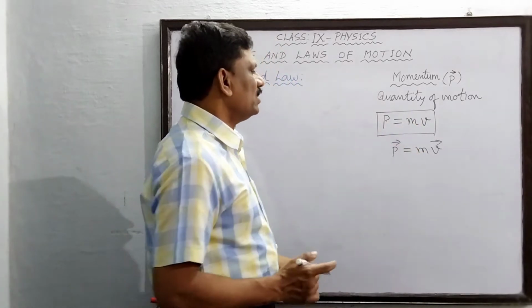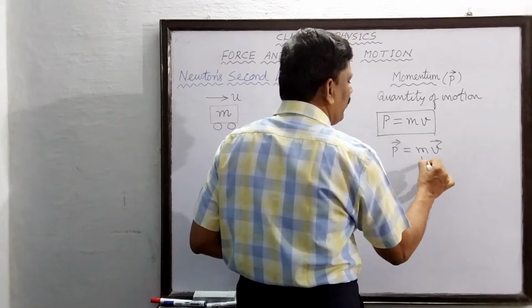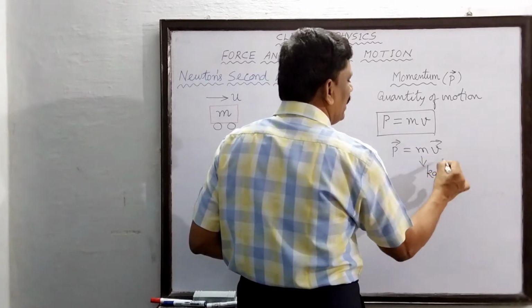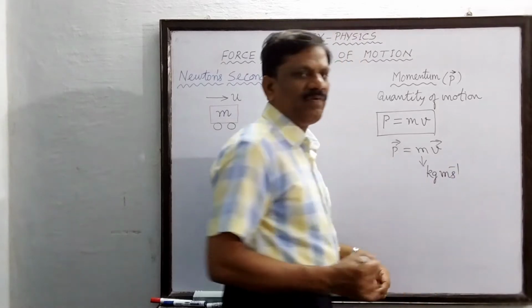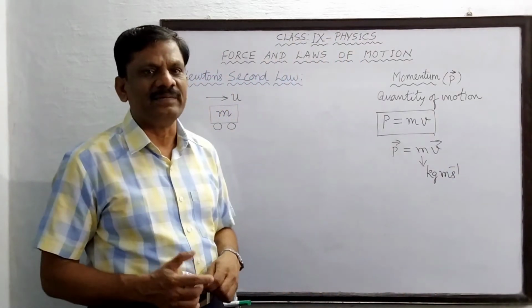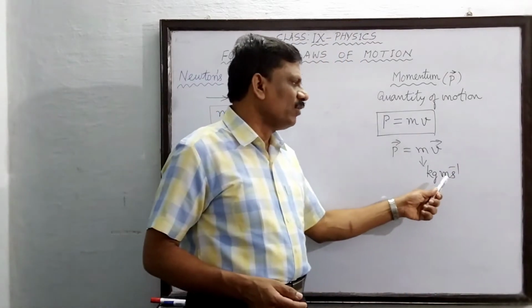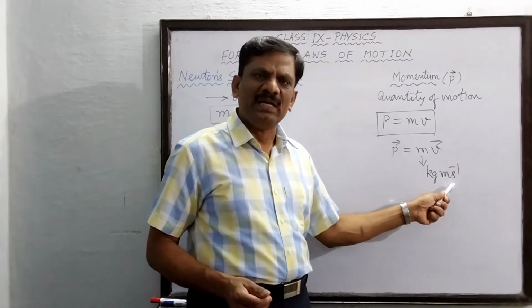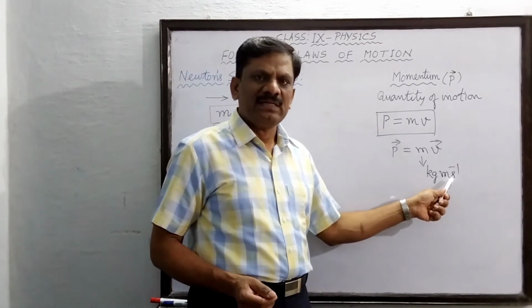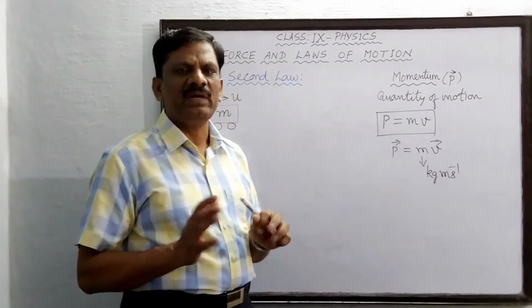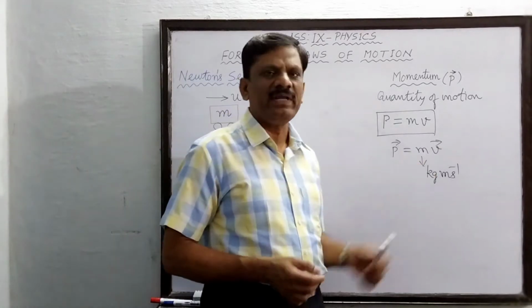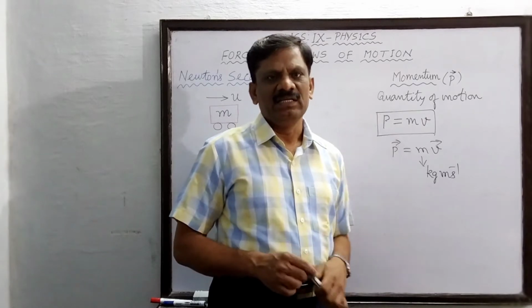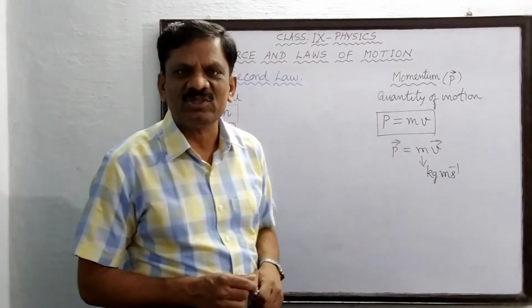Okay, students. The unit for mass is kilogram and the unit for velocity is meter per second. Therefore, what is the unit of momentum? The unit of momentum is kilogram meter per second. So, momentum is defined as the product of the mass of a body and its velocity. Now, shall we go to Newton's second law of motion?